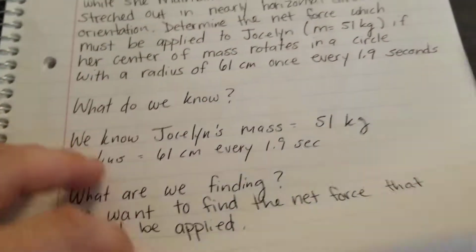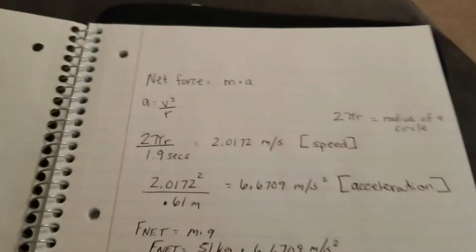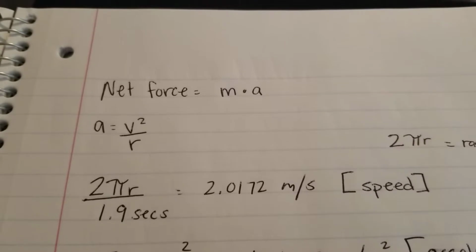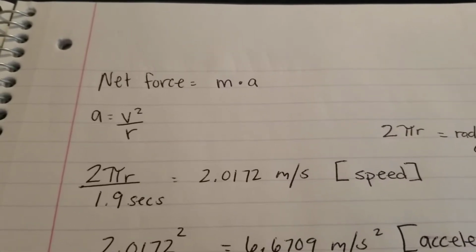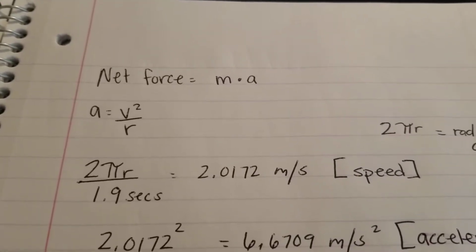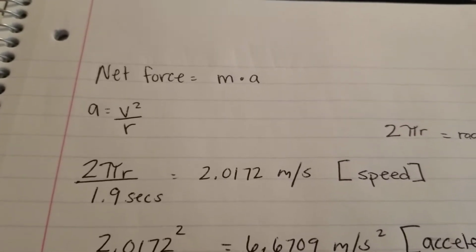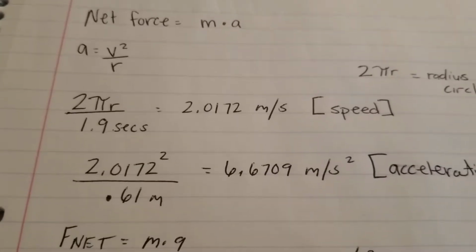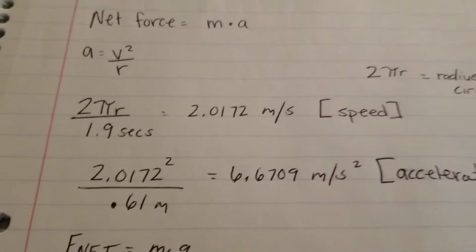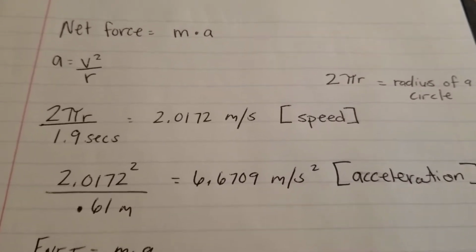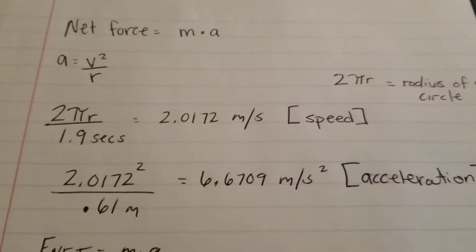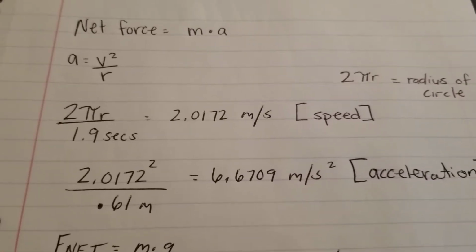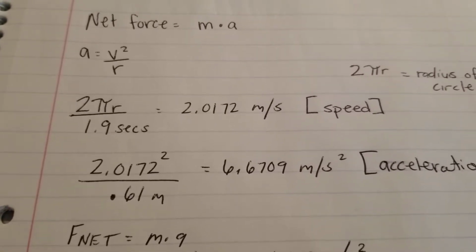So from the problem, flip to the next page. Here are some formulas that we wrote down. We know that the net force is equal to our mass times our acceleration, where our acceleration is our velocity squared divided by our radius. So in order to first solve the equation, we have to figure out what the speed is. To determine the speed, we know the circumference of a circle is 2 pi r.